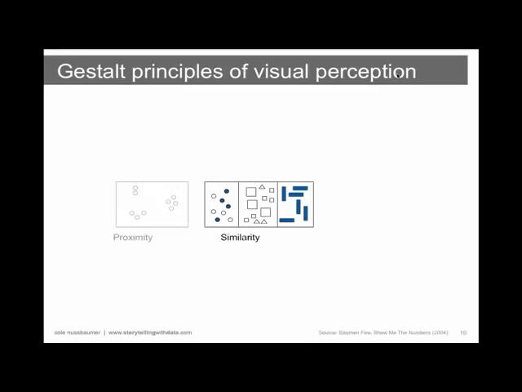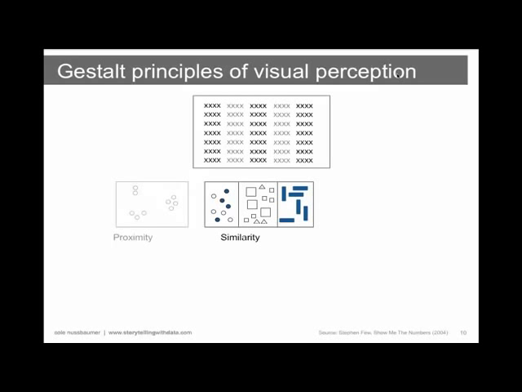Second principle is similarity. We tend to group objects that are similar in color, size, shape, orientation. Again, we can use this to help our audience direct their eyes when they read our table.